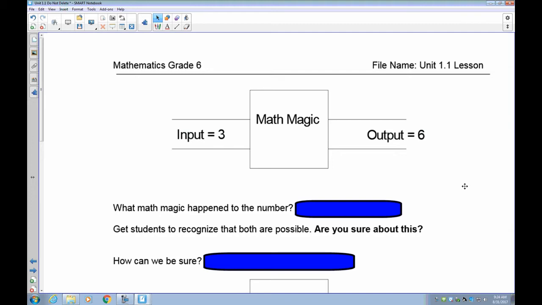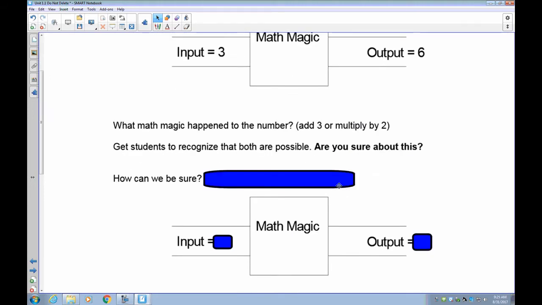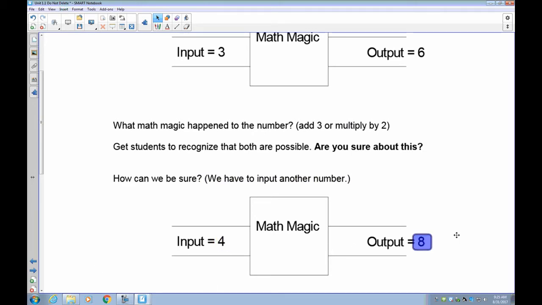So I know the only way we're going to be able to find out what actually took place in here is to have more options. So we know that we could add 3 here, or we could multiply by 2. So how can we be sure? Well, we have to put in another input. So here we go. Put in the input of 4. What happens? We get an 8 out.